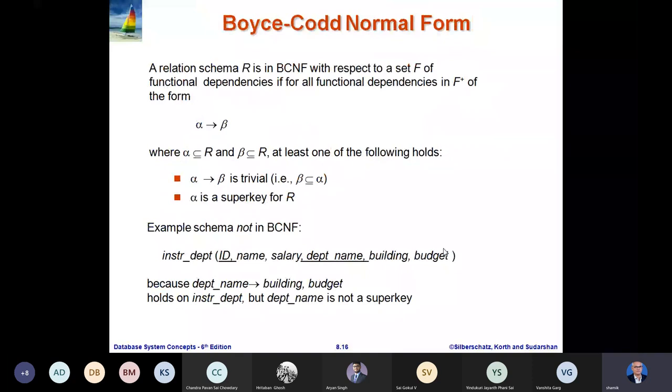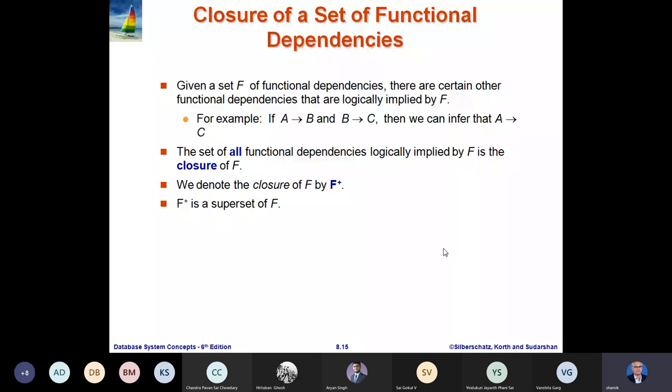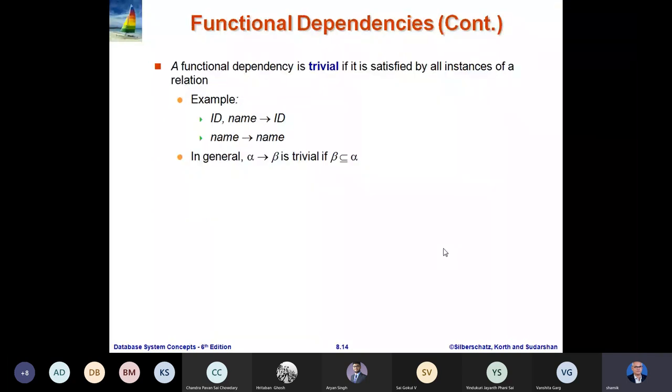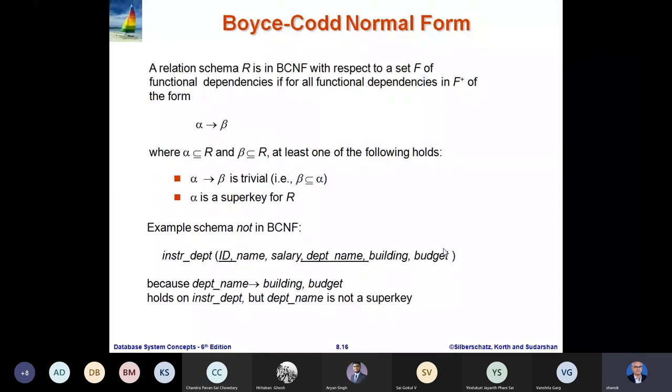So now, what is the definition? If for all such functional dependencies in F plus of the form, say, alpha to beta, where alpha is a subset of R and beta is also a subset of R, either alpha to beta is trivial, that is beta is a subset of alpha, or alpha is a super key of R. So what we said is that this trivial functional dependency, alpha to beta, this FD is trivial if beta is a subset of alpha. And this definition of BCNF makes use of that concept of trivial functional dependency.